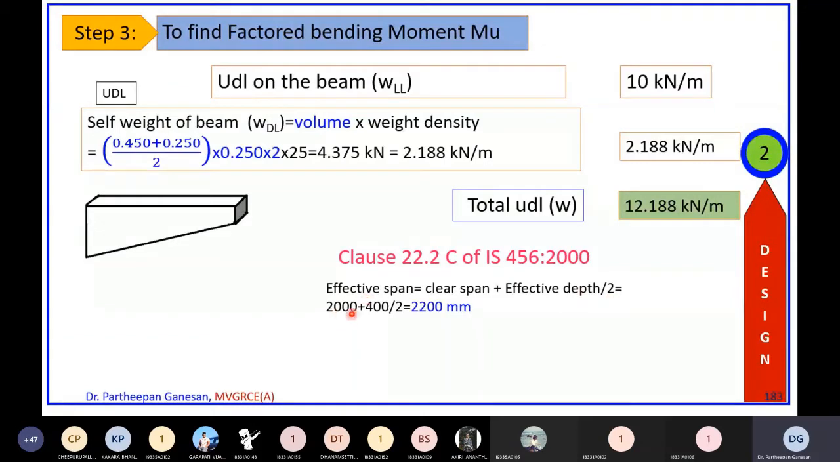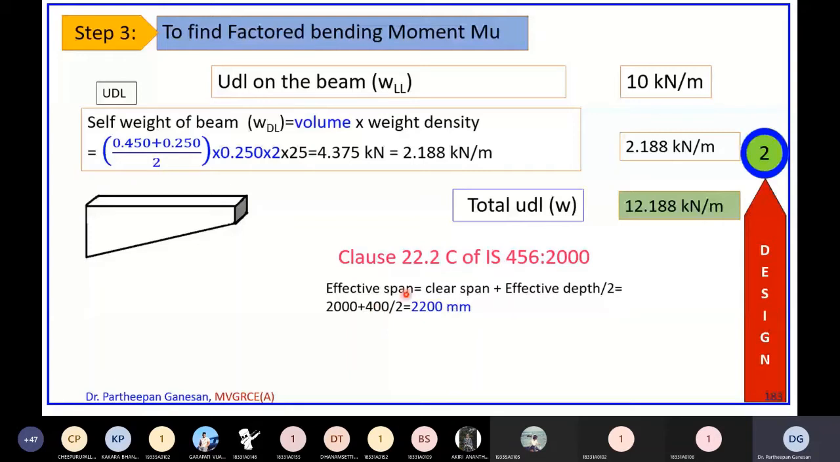So 2000 plus 400 by 2. This seems to be a mistake here, it should be 410. Anyway, I have written 400, it does not matter. 400 or 410 does not matter, let us say 400 only. 2000 plus depth by 2, that is 2200 mm.